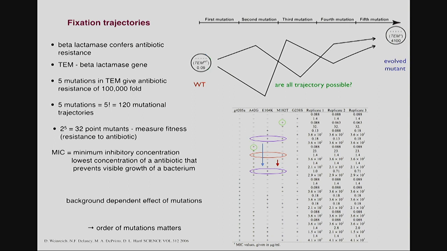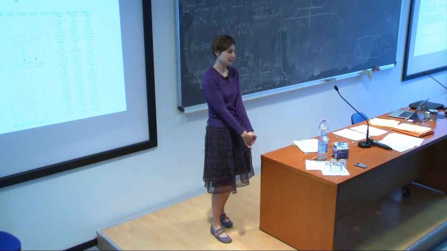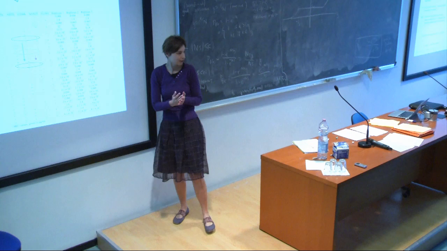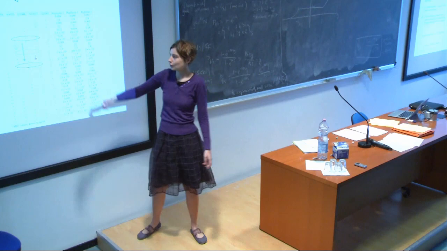What they knew about this protein is that if it gets 5 mutations, this is the 5th mutation over here, it's going to be very resistant to antibiotics. And if it doesn't have any mutations, then it gets killed by antibiotics. Resistance is measured in terms of something called MIC, the minimum inhibitory concentration, which is essentially the lowest concentration of antibiotics that prevents visible growth, so what essentially kills the bacteria. You put in different concentrations, and at some point the bacteria die, and that's what this is.